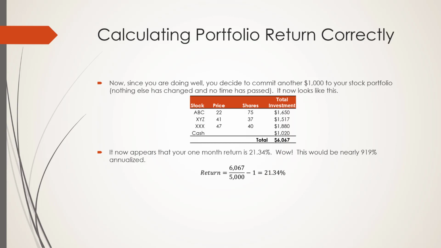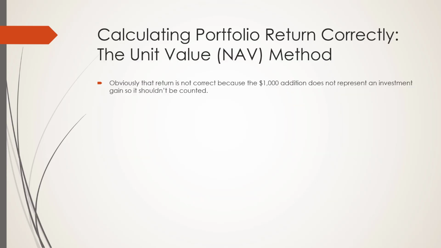So there's the plain calculation if you didn't know any better. And here's the annualized calculation. So it looks incredible, but you've made a serious mistake. And as I said, obviously this is not correct, because the $1,000 you just put in is not an investment gain. So you shouldn't count it.